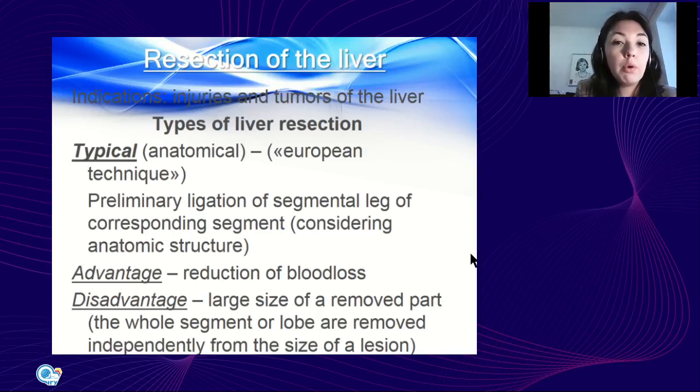Disadvantage of this type of resection, it is large size of the part of the liver that is removed. So it doesn't matter, despite the size of the pathology, it can be a very small tumor, we will have to remove the whole segment. So the whole segment or sector or lobe, they are removed independently from the size of a lesion. So that is disadvantage.